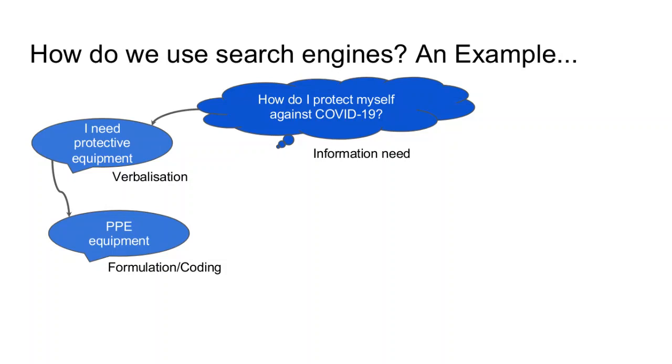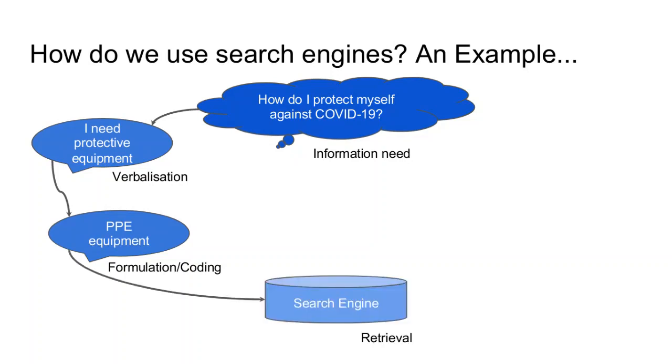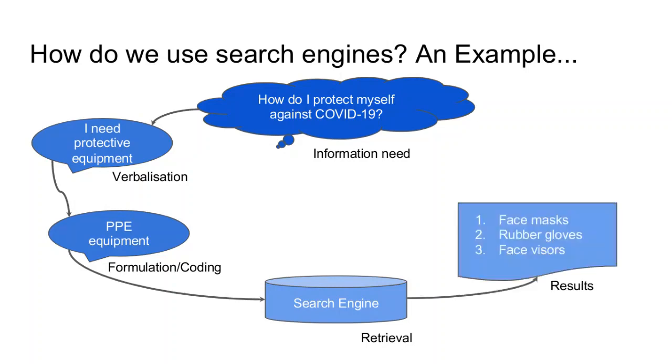Usually we have very short search queries when you use your keyboard. We search for example PPE equipment. PPE stands for personal protective equipment. So now you have this coding here, and you send this to a search engine. The search engine is then doing something that's called information retrieval. It is actually trying to find relevant documents to your search query, and it gives you a ranked list of results. Imagine all of these results that you have in here. They are web pages about face masks, rubber gloves, face visors, and so on. You will get plenty of results.